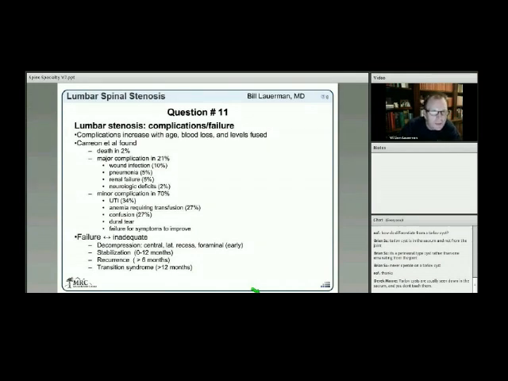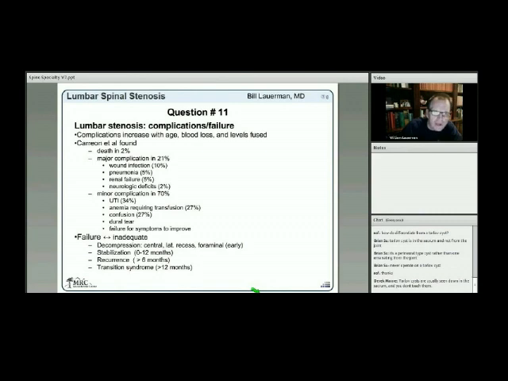So just a little bit about stenosis, the complications and failure. Complications in stenosis surgery increase with age, blood loss, and with number of levels fused. So the older the patient, the bigger the operation, the higher the complication rate. In a study by Carrion where they looked at laminectomy and fusion in an elderly patient population, they found death in 2%, major complications in about 20%, including infection in as high as 10%, and a number of minor complications. Failure of surgery for spinal stenosis is a function of a number of things that may be inadequate.